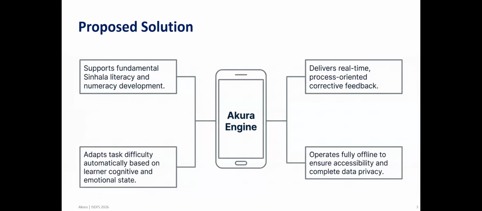So to address this, we propose Akura. Akura is a multimodal mobile learning platform designed for children aged 3 to 6 years. It integrates multiple learning signals to provide a personalized experience. Unlike traditional systems, Akura focuses on the learning process and continuously analyzes user interaction in real time. Based on this, it adjusts task difficulty, provides immediate feedback, and guides the learner step by step.